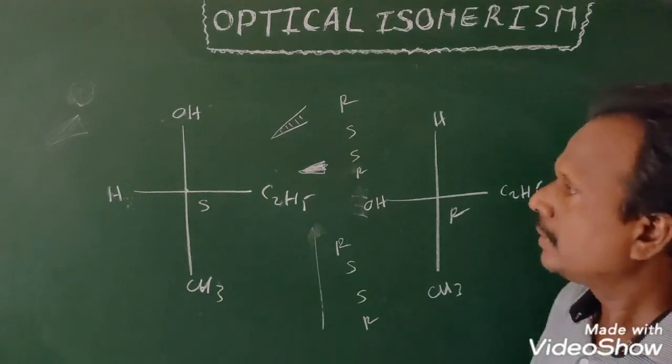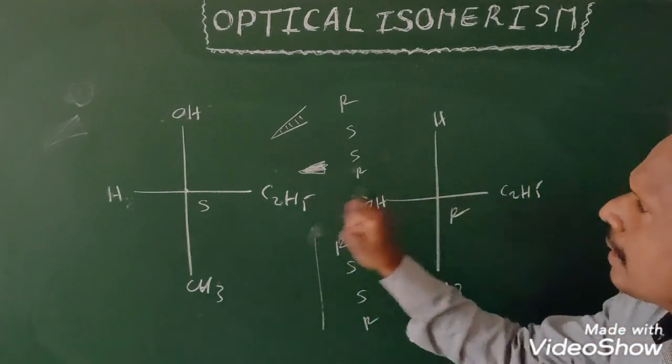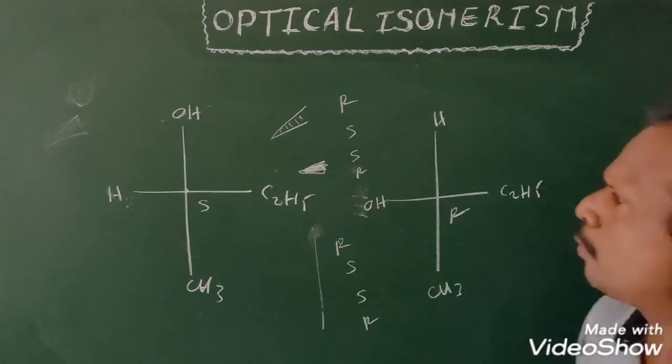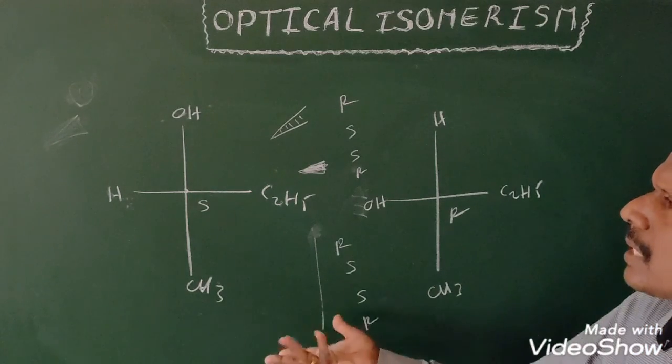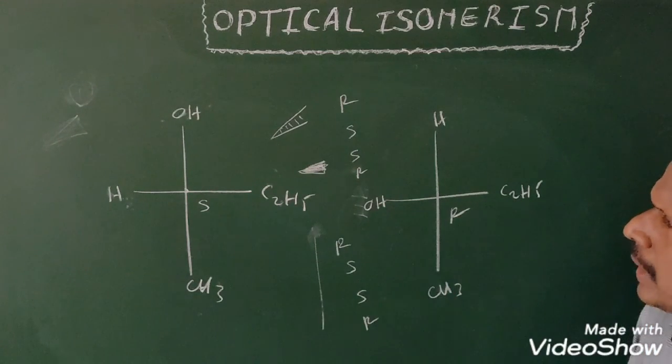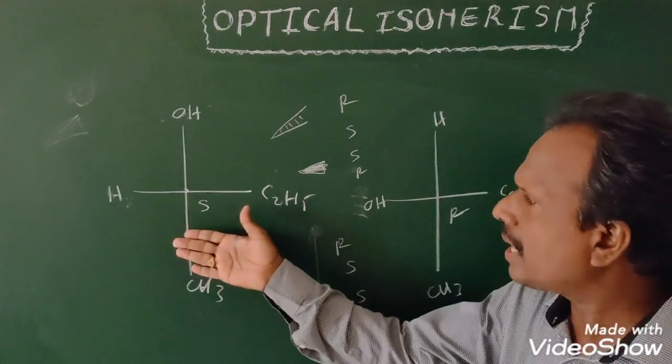Next, in organic compounds or any compound, what is the condition to exhibit optical activity? Absence of symmetry. In any compound, if symmetry is absent, it is optically active and has a mirror image.